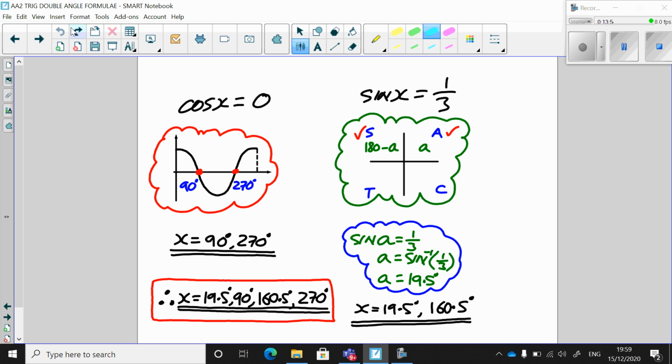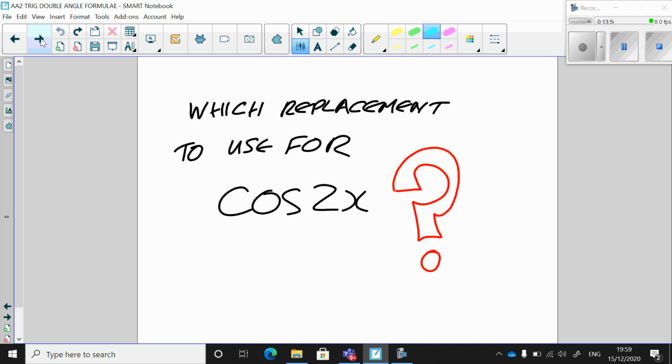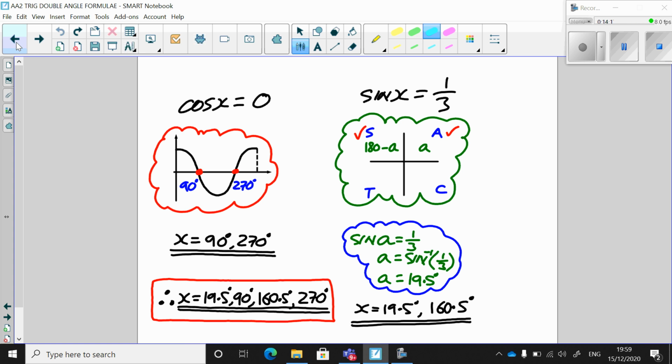I'm just going to fire through these. Replacements for cos 2x. In fact, no, I'm going to do a separate video for that. So I'm going to leave this one now, because I know you can't take too much. This was only replacements for sine 2x. So we'll do that in the next video.